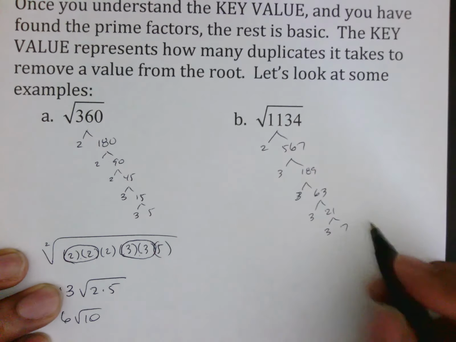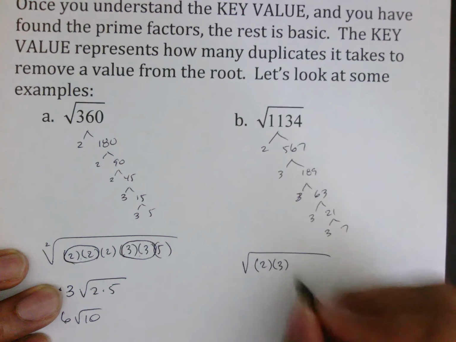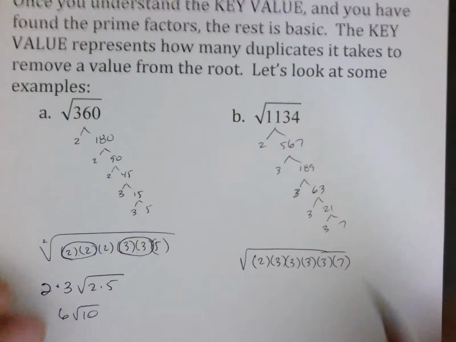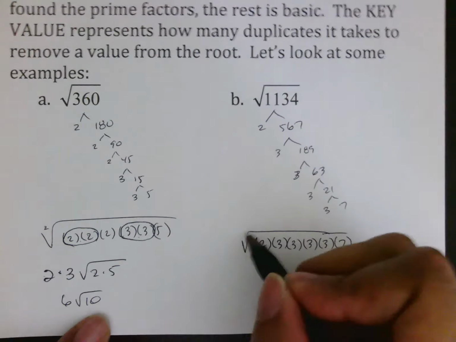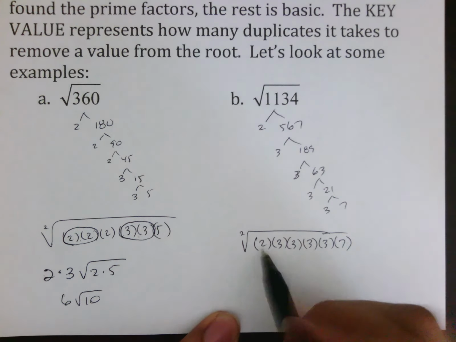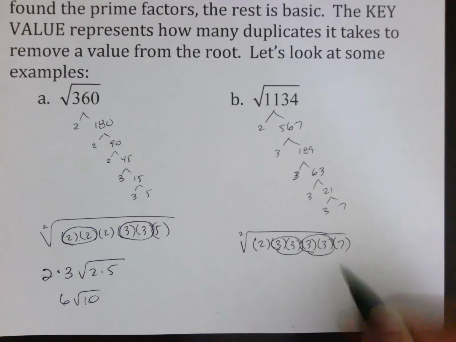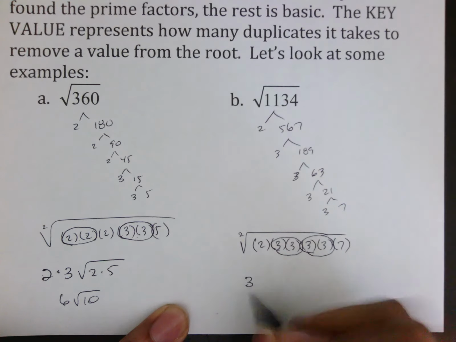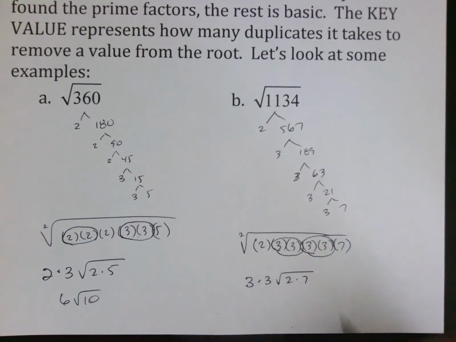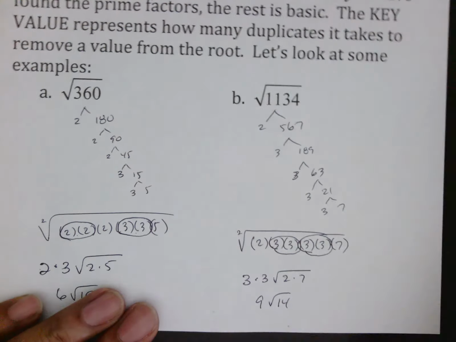So again, once you get down to all prime numbers, put them back into the root. 2, 3, 4 3's, and then 7 is also in there. And again, now what we are looking for with this key number being 2 is sets of 2 numbers that come out. 2 has nothing to combine with, but you do have a set of 2 3's here. You also have a set of 2 3's here. 7 has nothing to combine with, so what comes out is a 3 here, a 3 there, and then 2 and 7 have to stay on the inside. In the end, 3 times 3 is 9, 2 times 7 is 14. That is our simplified radical.